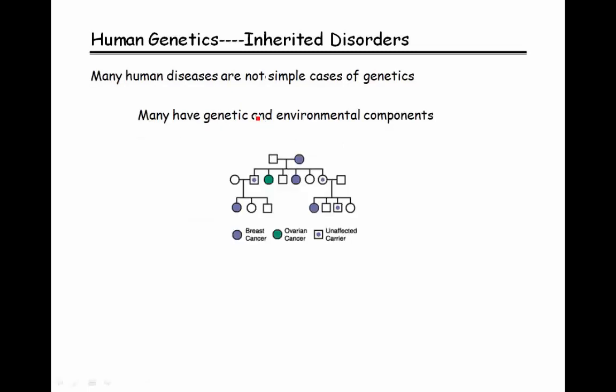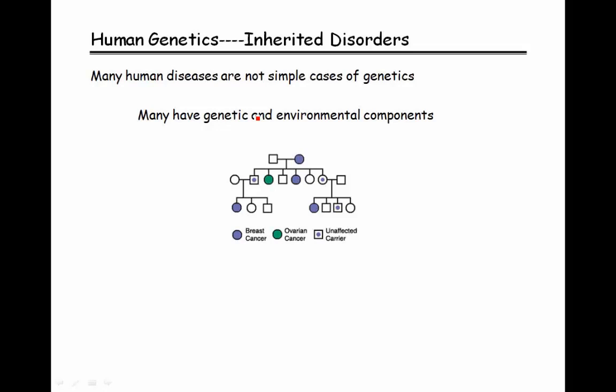Now, many human diseases are not simple cases of genetics. Many have both genetic and environmental components. Heart disease is a very good example of this. Many people know that heart disease runs in their family. That does not necessarily mean that they are going to get heart disease. There are certainly environmental things that you can do to help control your risk of getting heart disease. You can control your diet, you can exercise, so that hopefully you can lower that risk.